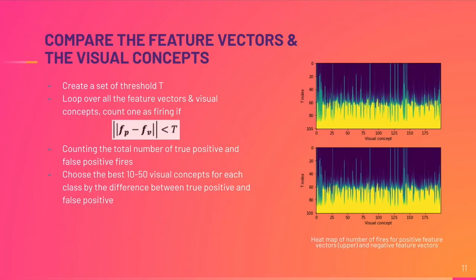In order to evaluate our visual concepts, we created a set of thresholds T and looped over all the feature vectors and all the visual concepts and kept track of our true positive and false positive rates. After this, we chose our best 10 and 50 visual concepts. On the right, you can see the heat map for the firings of the visual concepts on the positive and negative feature vectors given the threshold range.